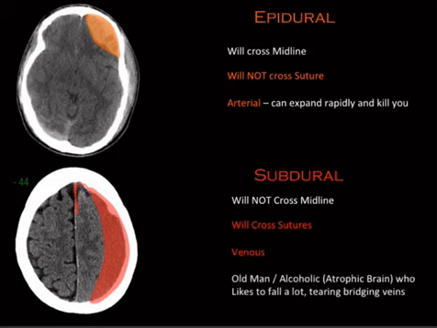And these tend to be your old man or your alcoholic, somebody who has an atrophic brain, so that they've got these bridging veins. So when the head gets shook, then you end up tearing them, and they develop subdurals. And like I mentioned before, the epidural, the classic history is a skull fracture.